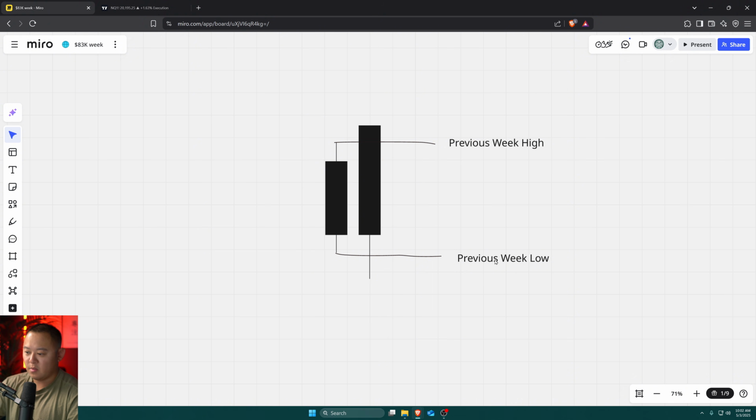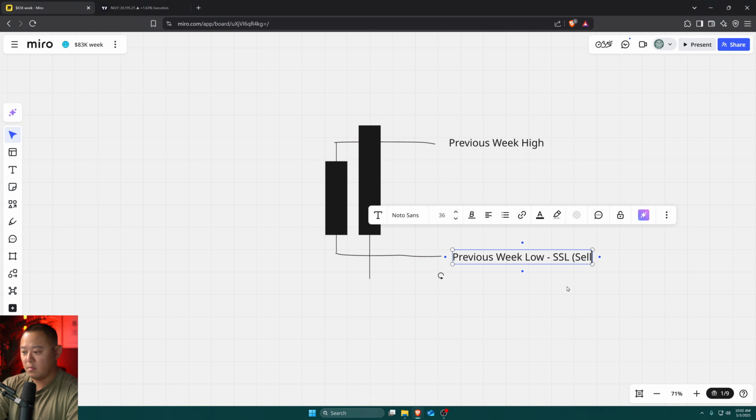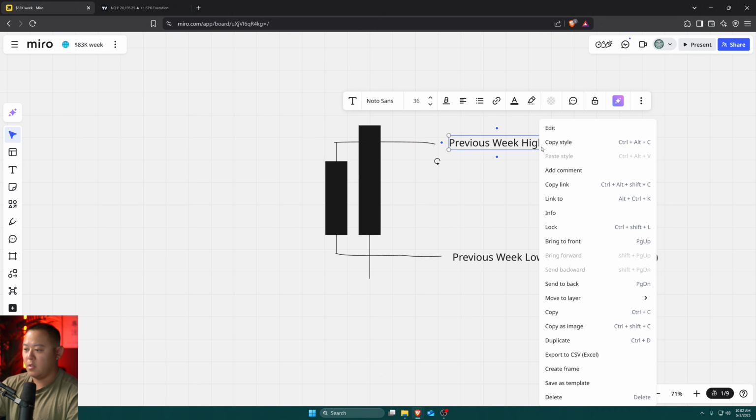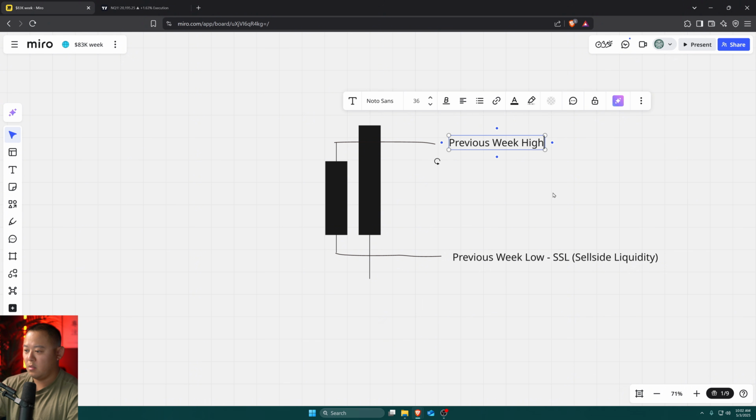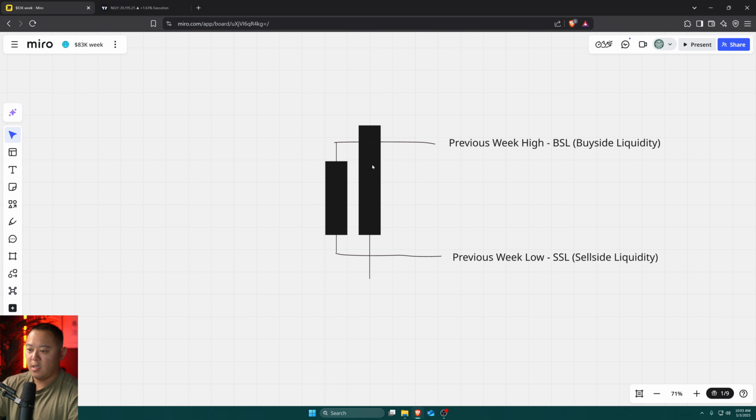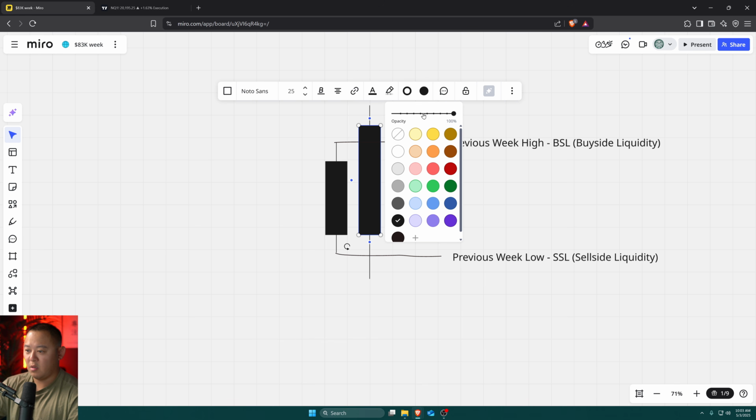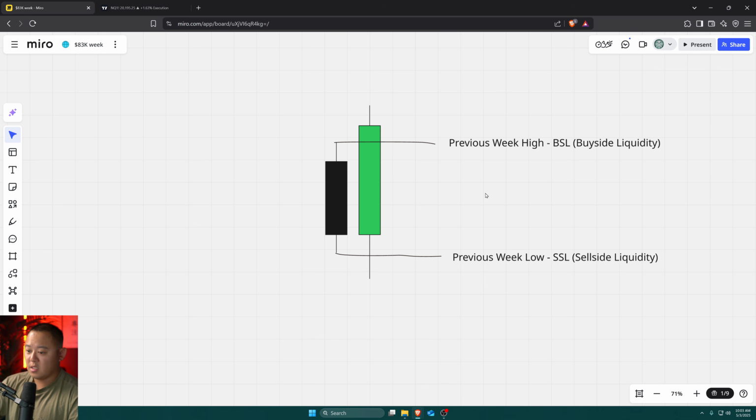So this is sell side liquidity, and I'll type it out. And then this is what? Buy side liquidity. We have previous week's low, previous week's high. And now this candle, depending on how high that candle trades, is going to print an upper wick. And this candle will paint green because it's going to be bullish.